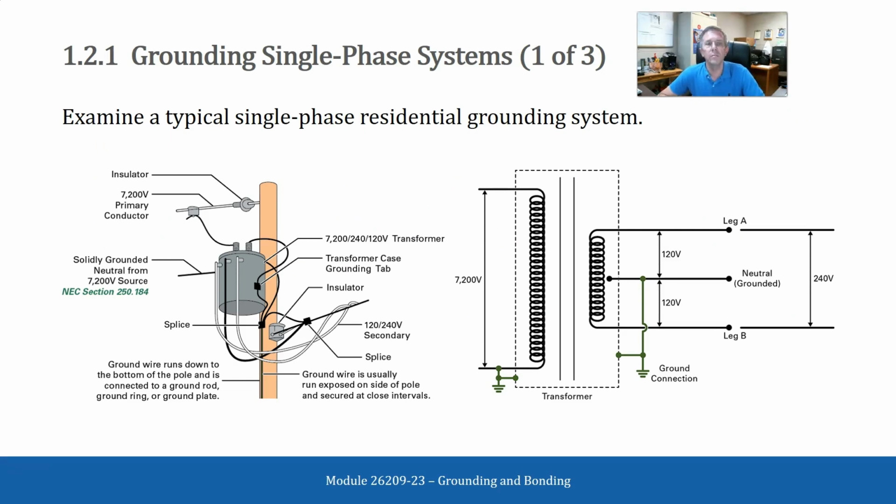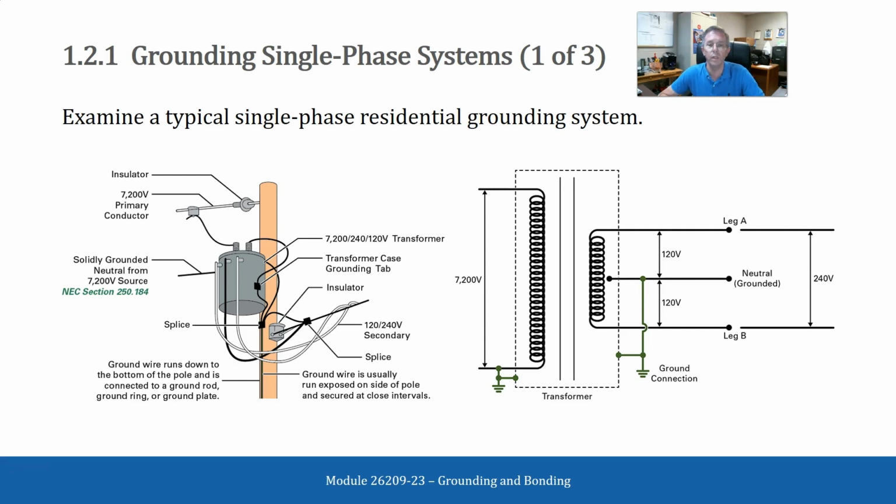Grounding single-phase systems. Here we can examine a single-phase residential grounding system. We see the insulator, the 7200 volt primary conductor, solidly grounded neutral from 7200 volt source, NEC Section 250.184, splices, the 7200 to 240/120 volt transformer, transformer case, grounding tab, insulator, 120 to 240 volt secondary, splice, and the ground wire. The ground wire runs down to the bottom of the pole and is connected to the ground rod, ground ring, or ground plate.